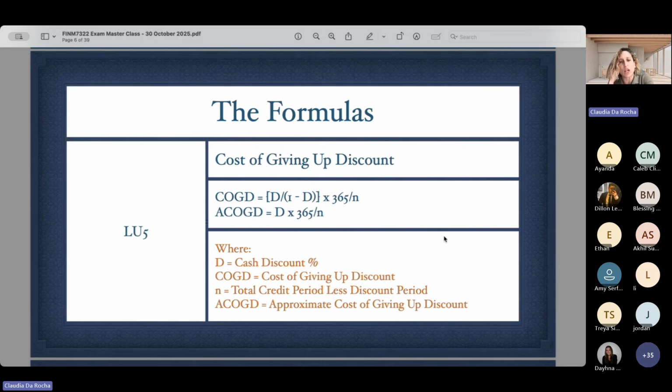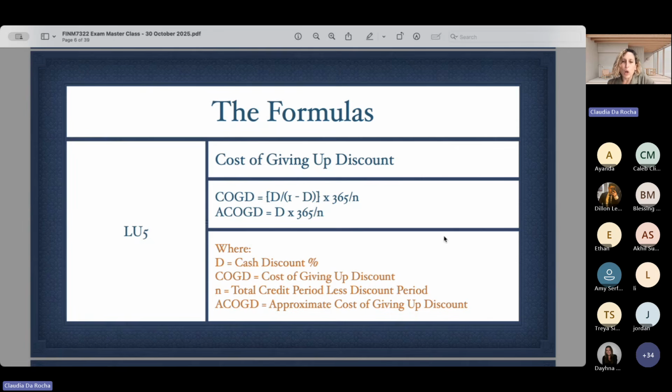N is your total credit period less your discount period. Total credit period being the time you're allowed to pay for the debt. Discount period is how many days you would get the discount for. Okay. Then we have the approximate cost of giving up the discount. It's very similar to your cost of giving up your discount, but we're saying D times 365 over N. So we take away the 1 minus D.